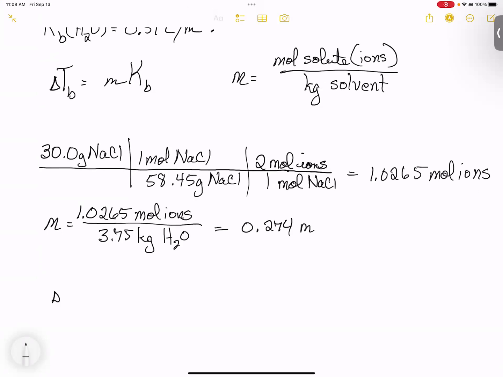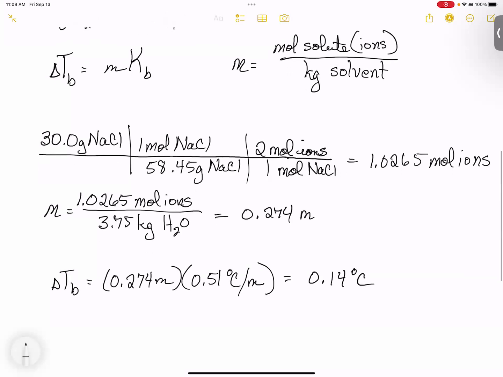Now we can actually get to the answer to the question, which is what is delta TB? Delta TB is equal to the molal, so 0.274 molal times KB, which is 0.51 degrees Celsius per molal. So that is equal to 0.14 degrees Celsius.